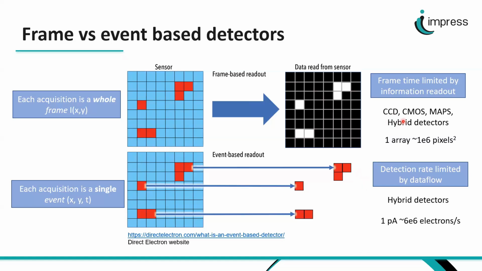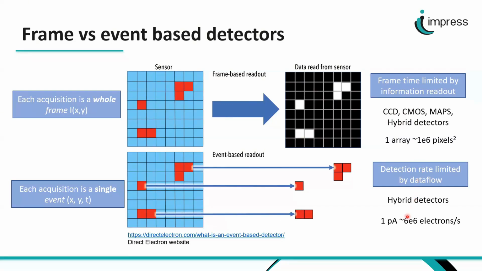So the big limitation for the first kind of detector is that they are limited by the readout time. So globally, you have to read the whole frame at each acquisition. So typically, even for the fastest detectors nowadays, the smallest acquisition time is of the order of a few tenths of microseconds. However, if you use an event-based detector, you're not limited by the readout time because you're not reading the whole frame at each time, but you're limited by the data flow. So basically, the amount of numbers you can get out of your detector.